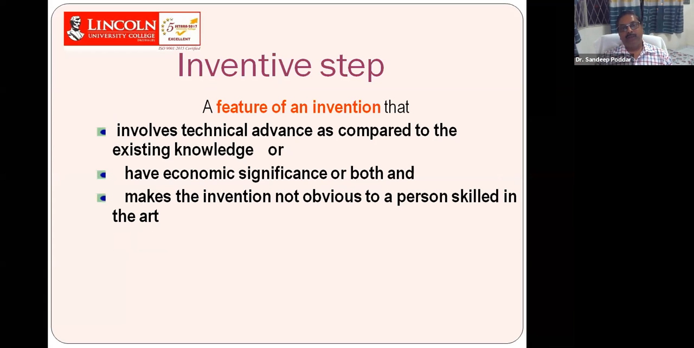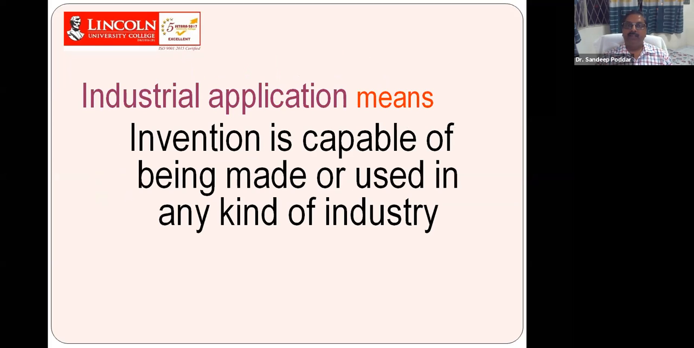So the features of an invention: it involves technical advances as compared to the existing knowledge, or has economic significance, or both. Without economic significance, as I told, you don't get any money. But even if you don't get money, sometimes you get some happiness, and that may also be needed for doing something. It makes the invention not obvious to a person skilled in the art. Now, industrial application means the invention is capable of being made or used in any kind of industry. Clear?